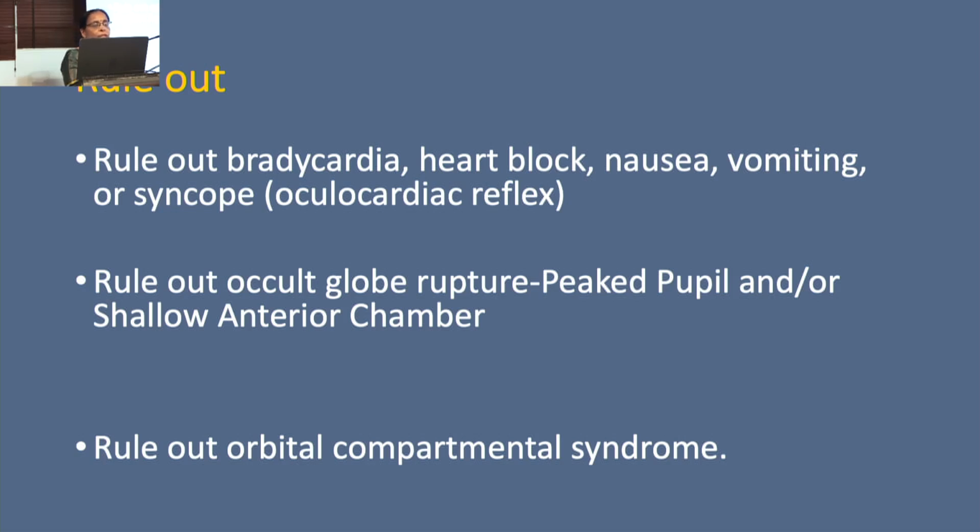So basically make the patient comfortable. And you have to look at the pupil, you have to look at the shallow anterior chamber. If there is a peaking of the pupil, we must suspect that there is an occult globe rupture. And the other emergency that we must know is whether there is bleeding behind the eye, which is increasing the pressures and for which we may need to do a lateral canthotomy before we can completely examine. Otherwise, we will have a compression in the orbit, because the orbit is a closed entity.